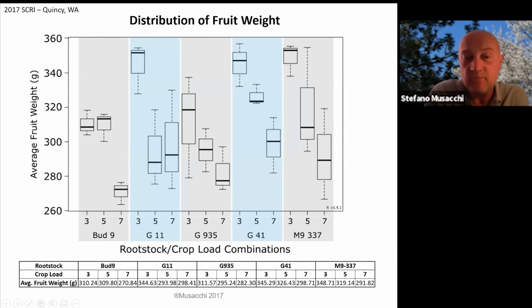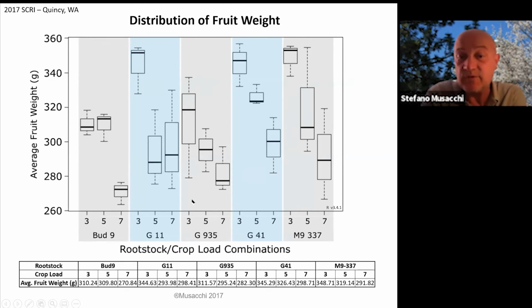What I mean with that, let's say Budagovsky 9, that is a kind of dwarfing rootstock, and normally it is a rootstock that can also minimize some issues of bitter pit in some cases. If you look here, when you move from 3 to 5 to 7, the average weight of the fruit is dramatically reduced after you go over 5 fruit per square centimeter.